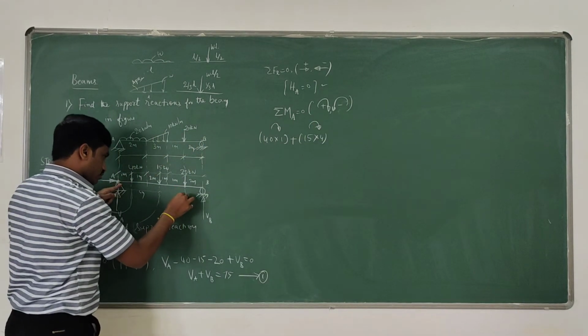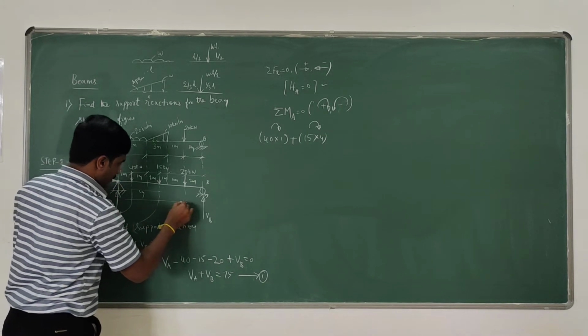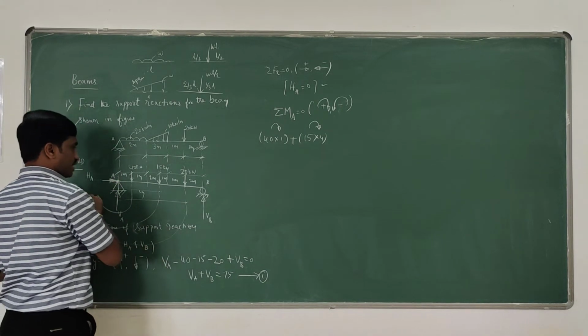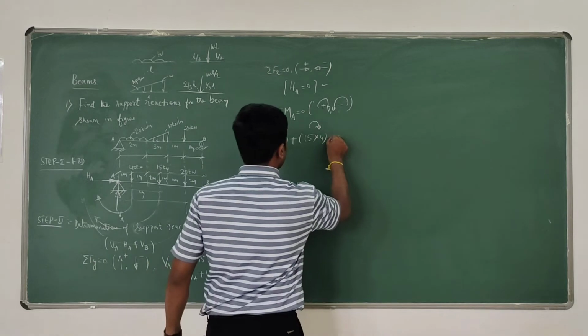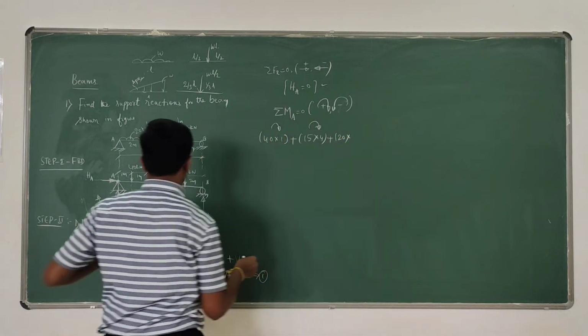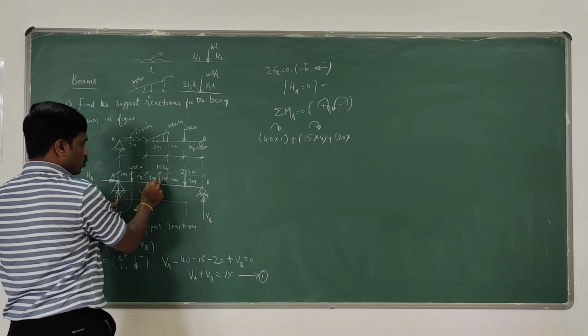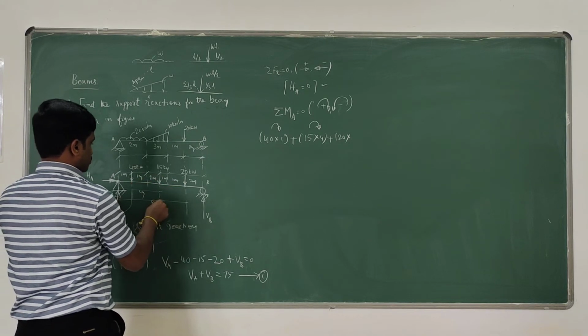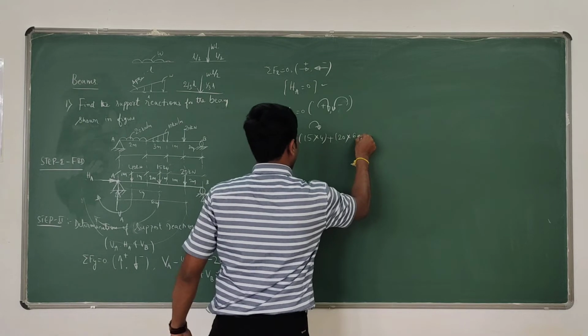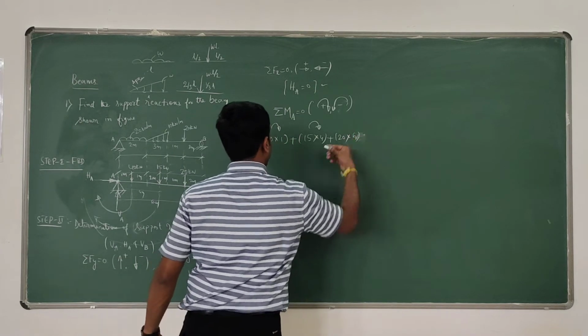Next, this 20 moving in the downward direction, because of this perpendicular, takes a turn towards A, clockwise. Plus 20 into what is the perpendicular distance? From here to here the distance is 1 plus 1, 2, 2 plus 2, 4, 4 plus 2, 6 meters.